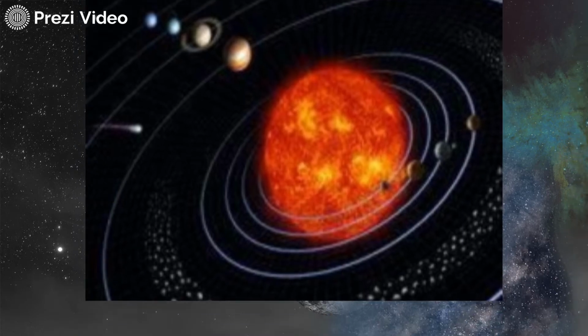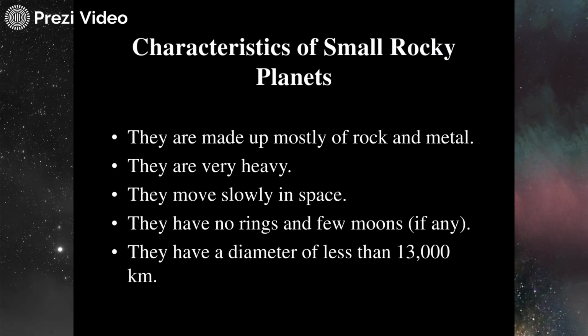And we're going to look at what are the differences between small rocky planets and the giant gas planets. So the small rocky planets, again, the ones closest to the sun, Mercury, Venus, Earth, and Mars, they are all made up mostly of rock and metal. They are very heavy, very massive, very dense, and they move slowly in space. They have no rings, and if any moons, they have very few.